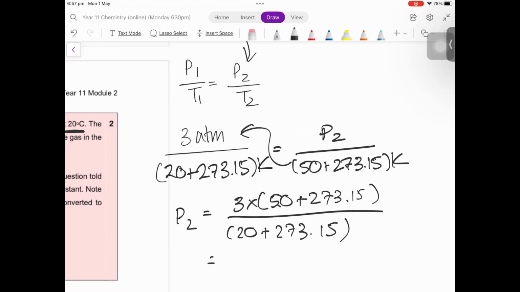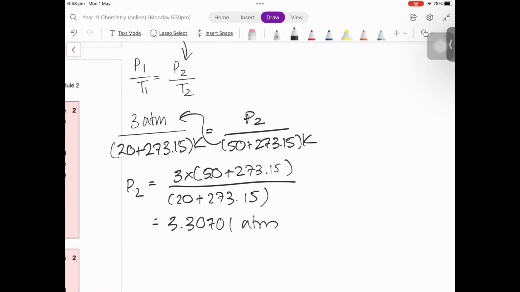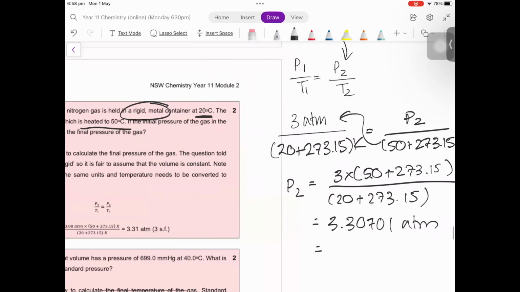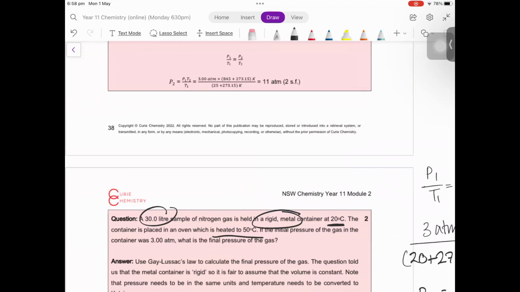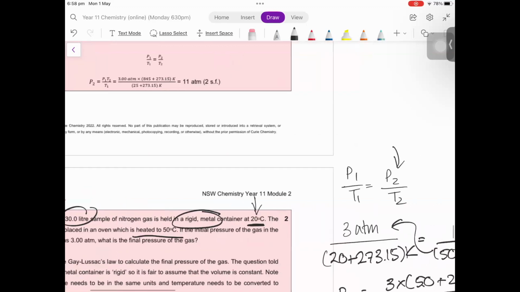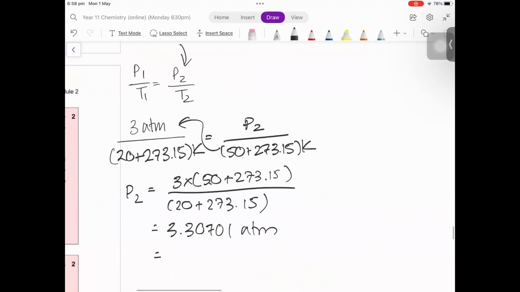And what's my P2 going to be? Atmospheres. Good. And what's my final answer? From this question, how many significant figures do I round off to? 2. Yep, 2 significant figures for my temperature because they're both 2 zeros. So popping over here, what's my final answer going to be? 3.3 atmospheres. Good, 3.3 atmospheres. And when I do my answers in an exam, I'm also going to say 2 SF in brackets as well.